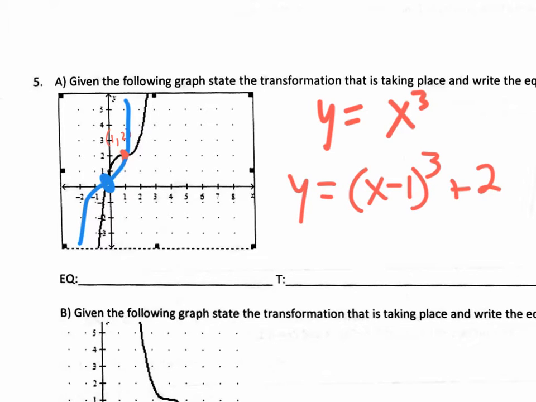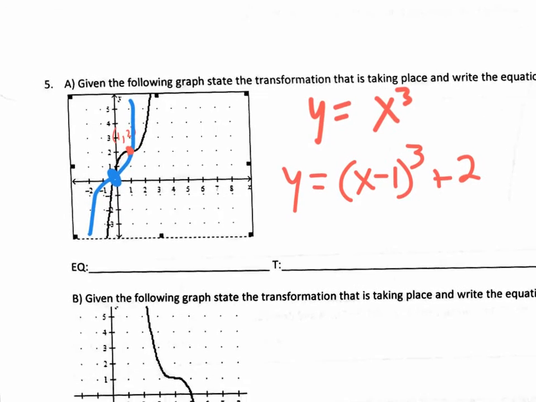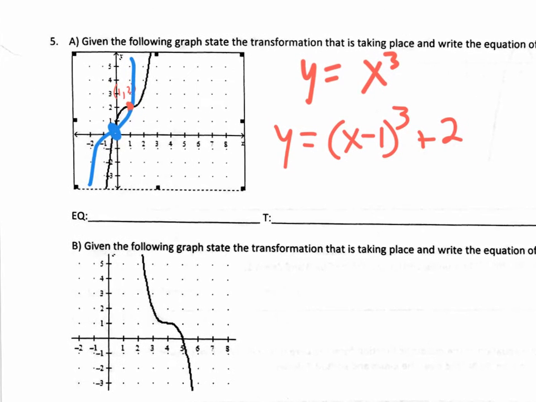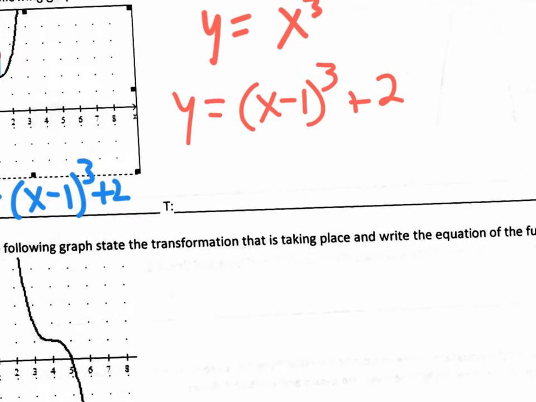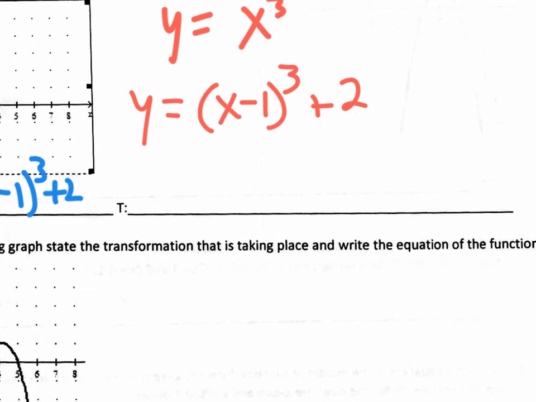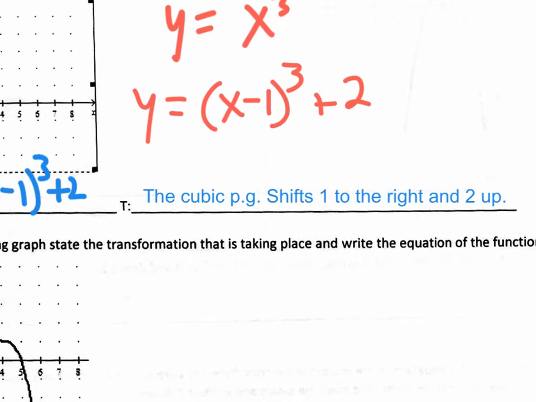The simple answer that you need to write on your test, this is a Friday's test, would be down here where it says EQ. That's the equation. So please write down your equation right there. Y equals x minus 1 to the third power plus 2. And the T represents the transformation. So what would we say on the transformation part? You would say, the cubic parent graph shifts 1 to the right and 2 up.